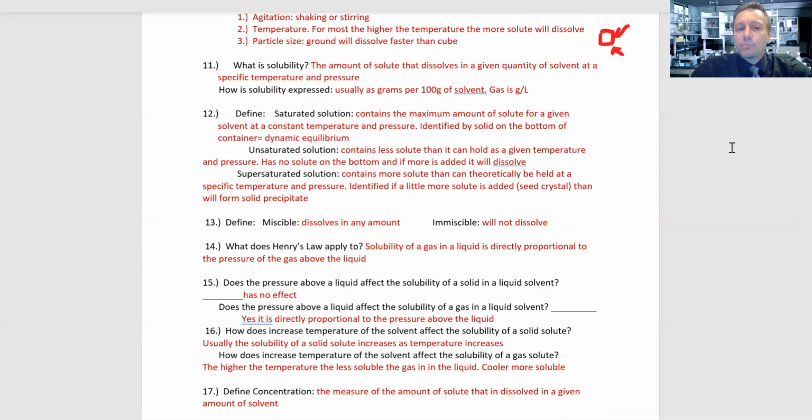How is solubility expressed? Well, it's usually in grams per 100 grams of solvent. If you're talking about a gas, it's grams per liter. But normally you're talking about grams per 100 grams of solvent. When we talk about solubility, we are generally going to be looking at molarity for concentration, but just understand solubility can be expressed in grams per 100 grams of solvent.